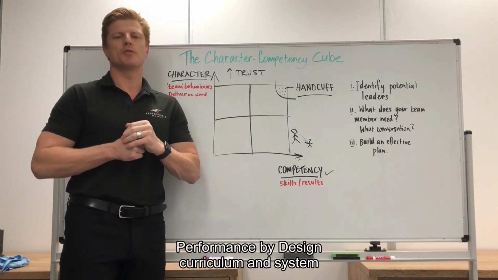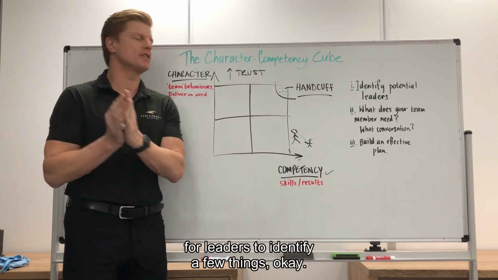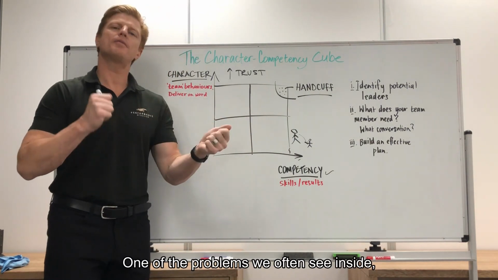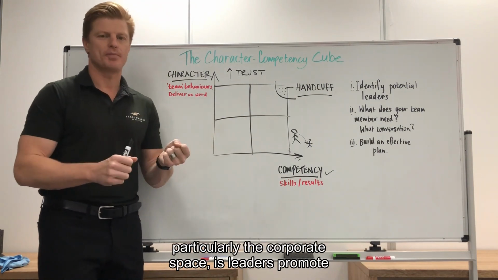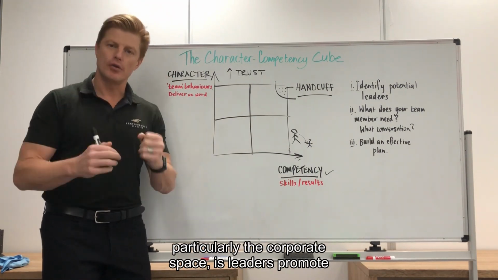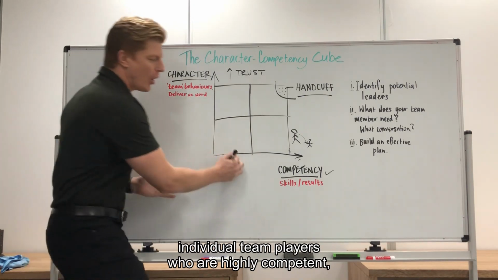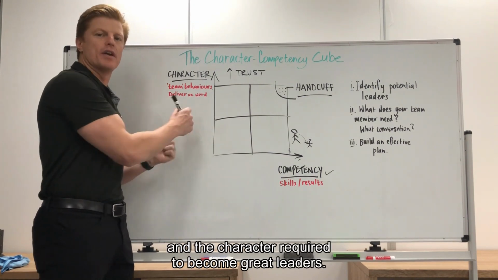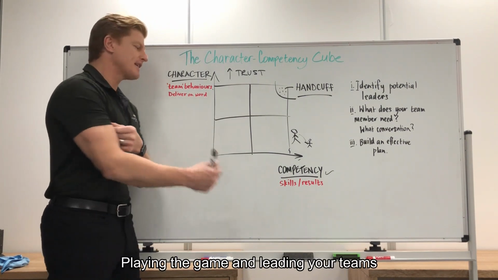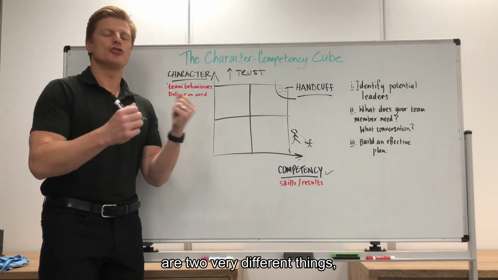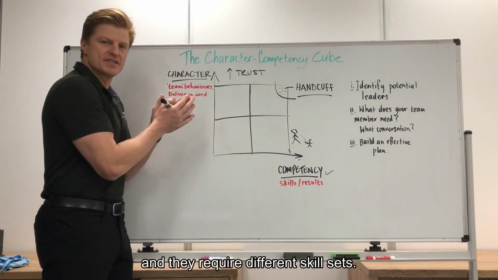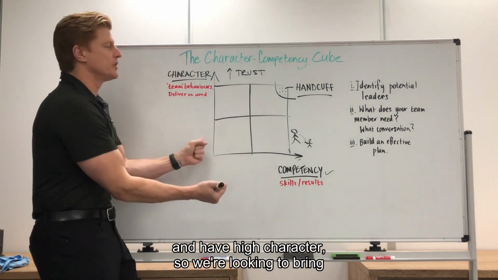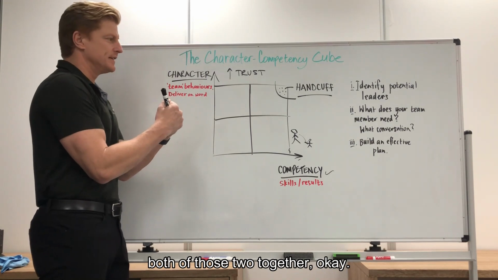Emil from the Performance by Design Institute with a session today on the Character Competency Cube, a practical tool to be used inside the Performance by Design curriculum and system for leaders to identify a few things. One, identify potential leaders. One of the problems we often see, particularly in the corporate space, is that leaders promote individual team players who are highly competent but don't ensure that they've got the leadership skills and the character required to become great leaders. Playing the game and leading in teams are two very different things and they require different skill sets. Obviously, we want our leaders to be highly competent and have high character, so we're looking to bring both of those two together.